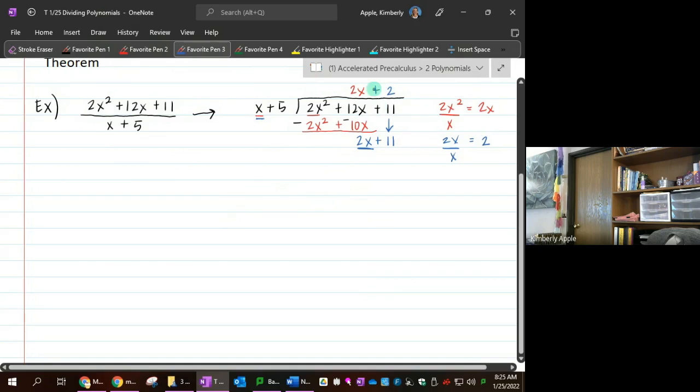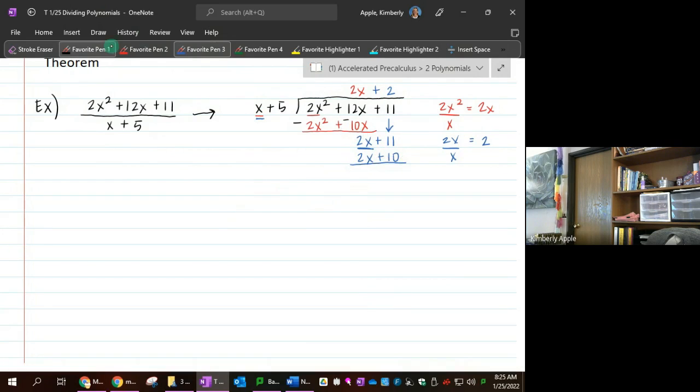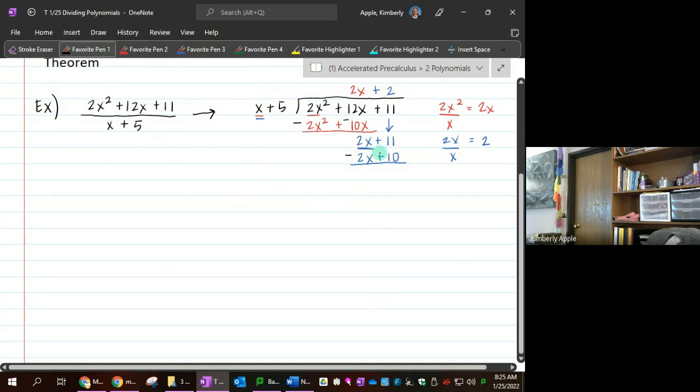And then I'm going to multiply again. 2 times x is 2x. 2 times 5 is 10. I'm going to prepare to subtract. So remember, when you subtract, you've got to change both of those signs. 2x minus 2x is nothing. 11 minus 10 is 1. There's nothing else to bring down.